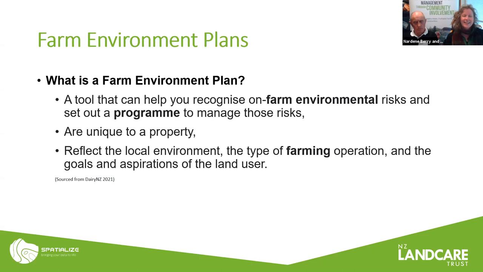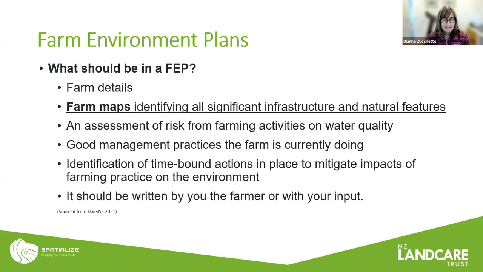So a farm environment plan is a document which contains a farm map. What should be in an FEP? Your farm details, a farm map, and your map will identify all significant infrastructure and natural features. The FEP will contain an assessment of risk from farming activities on water quality. It will contain good management practice the farm is currently doing and identify time-bound actions in place to mitigate impacts. So, pretty much an action plan. And it should be written by you, the farmer, or with your input.